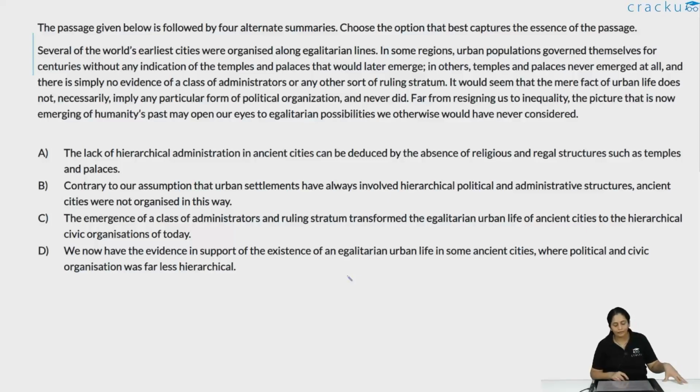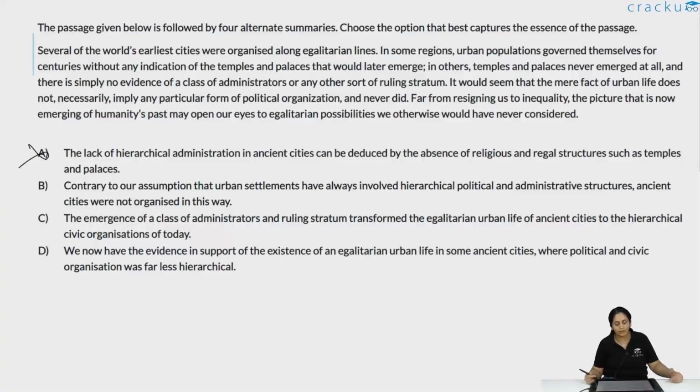The lack of hierarchical administration in ancient cities can be deduced by the absence of religious and regal structures such as temple and palaces. So the author is not saying that all ancient cities did not have this. The author is saying several of them did not have it. Initially, some of them had it later on. And this is not just the fact that hierarchical administration was absent, but that should essentially tell us that it is not needed. That is the main point that the author is making, that if the city existed without a hierarchical administration, that means that hierarchical administration is not needed. So A is missing the main point that is made by the paragraph.